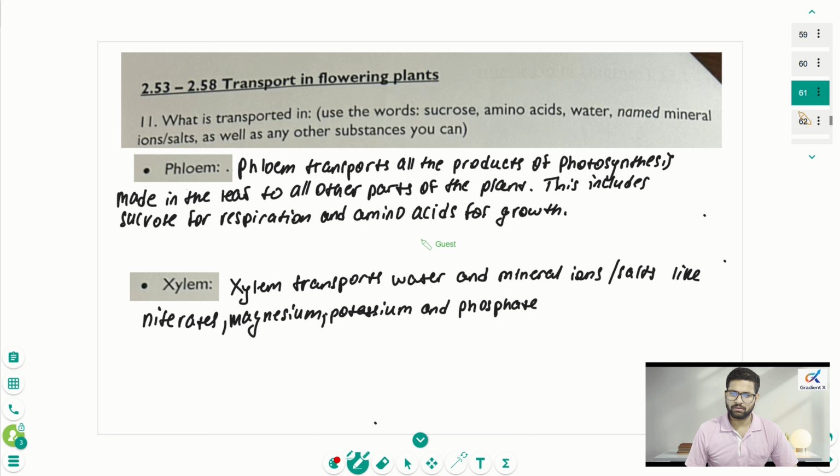Transport in flowering plants. Okay, read the question once. What is transported in the xylem?